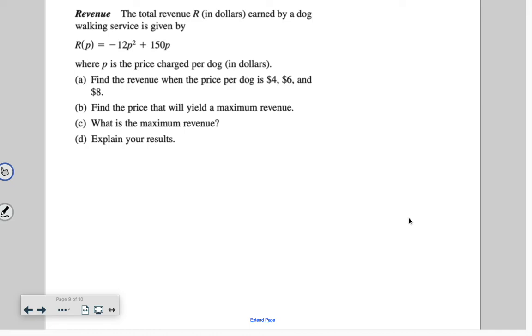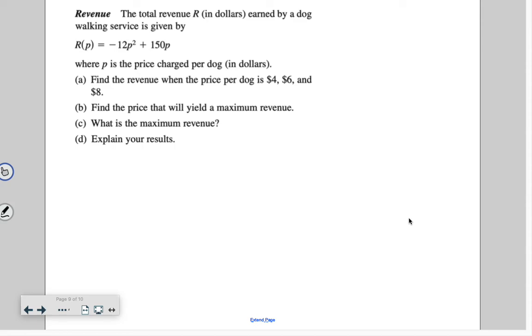So in this scenario, you've got a dog walking service. There's an equation that's modeling the revenue, the amount of money that's coming in. Okay? So maybe you've gone through and collected a bunch of data, and this is what you have found in terms of how much money you're making. Okay? P is the price you're charging per dog. Let's start with part A, and then we'll discuss.